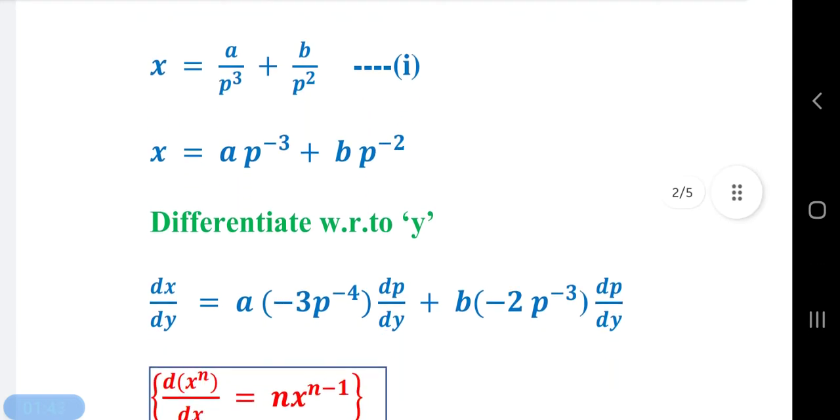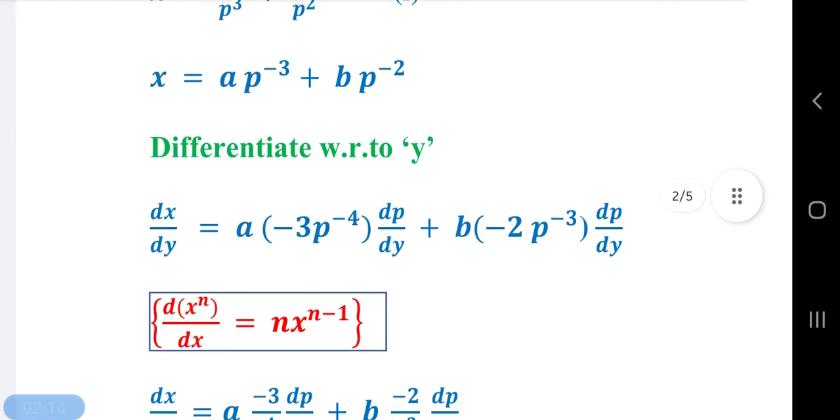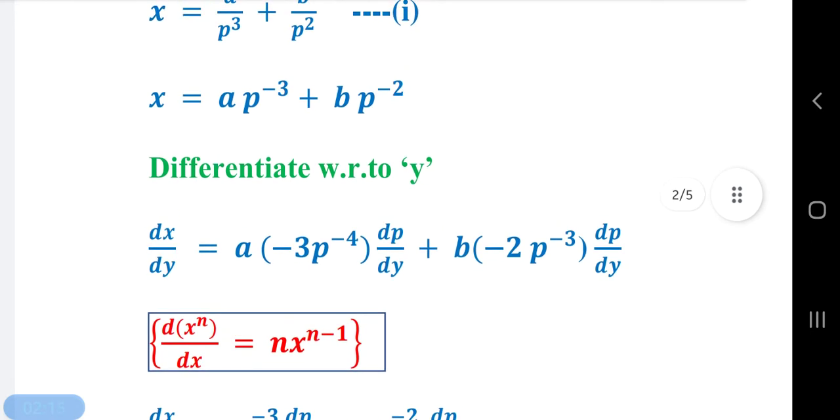Now we are going to differentiate with respect to y. So x becomes dx by dy. Here we have to remember that p is not a constant. P is also a variable, that is dy by dx. Now a is a constant, so it remains the same. The derivative of p power minus 3 becomes minus 3 p power minus 4 into dp by dy, since we are differentiating with respect to y.